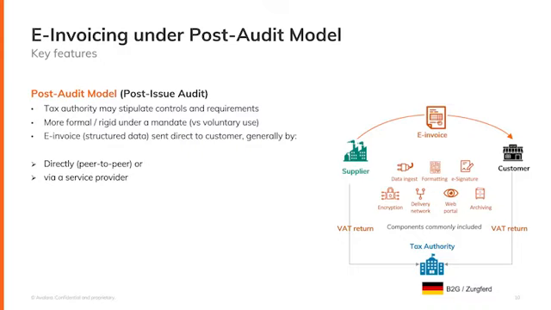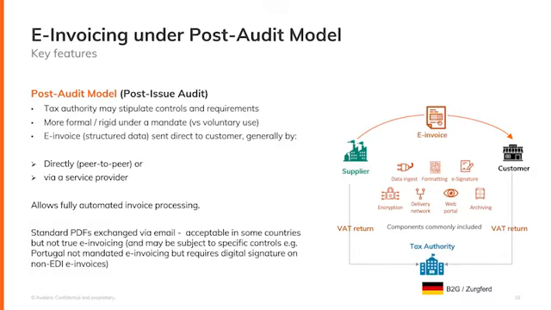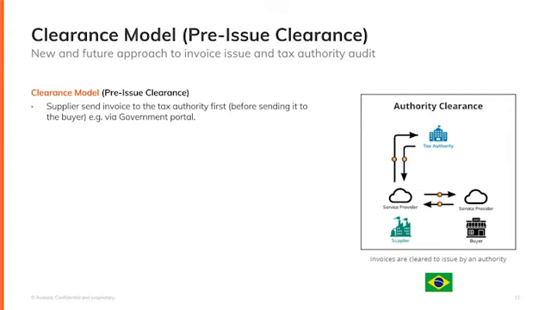One of the advantages of this is it allows for automated invoice processing. But of course, under this model, the government, the tax authority, doesn't see the data. It goes direct to the customer and again would only be visible and shared in the event of an audit or an inspection. So in terms of the general trend we're seeing, it's actually moving to a clearance model, otherwise known as a pre-issue clearance.